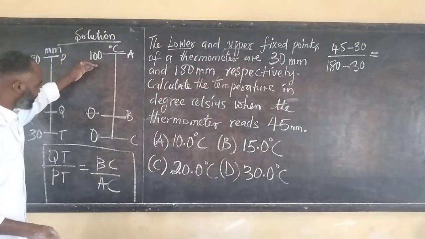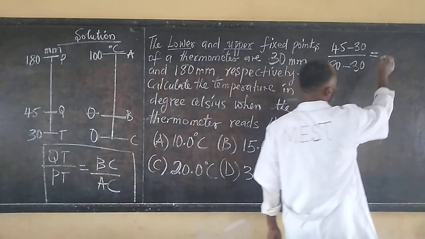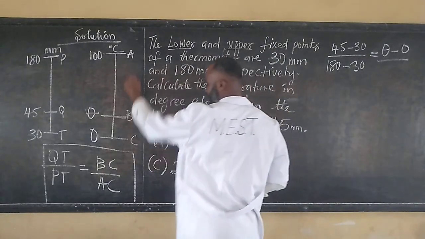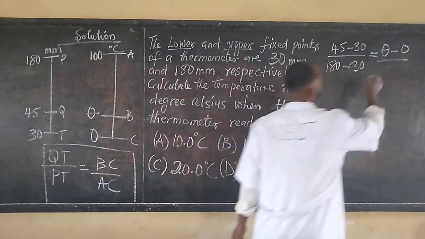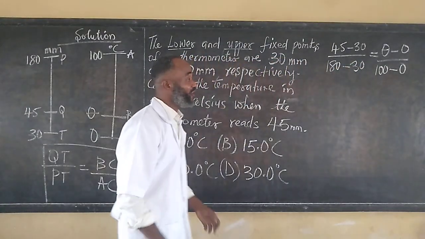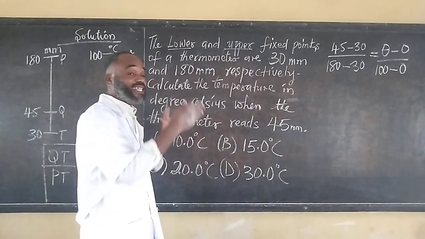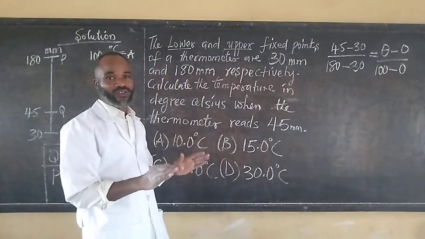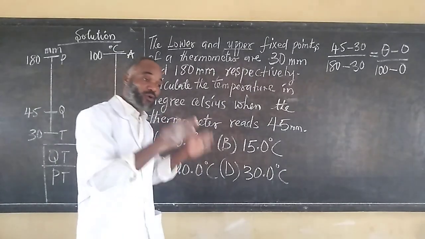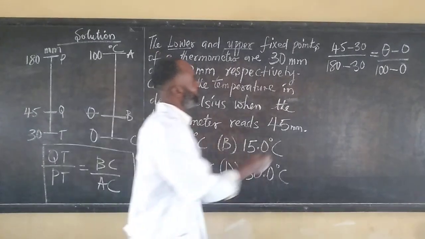All equal to, what do we have this side? Look at it. BC is theta minus 0. Theta minus 0, all over AC, which is 100 minus 0. It's just coming out gradually. If you understand these concepts, if you understand these steps, you can solve any question that has to do with thermometer, whether faulty or not faulty. Alright? So let's go.